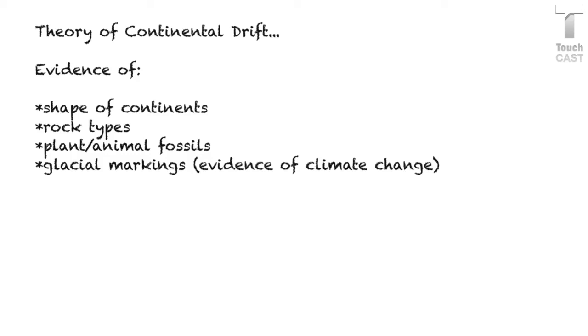Wagner also used plant and animal fossils, specifically the plant Glossopteris and the animal Mesosaurus. And where they were located had to have been touching. They could not have gone from one place to another. And the last and final piece of evidence was the glacial markings, or evidence of climate change. And sadly, Wagner was not accepted as a wide theory because he couldn't say how.